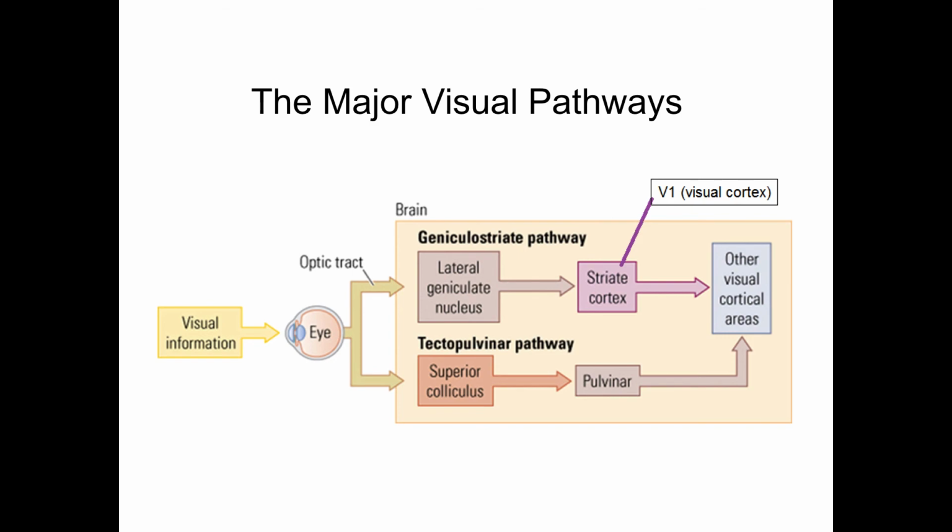The geniculostriate pathway is the major visual pathway, and it runs from the retina to the LGN in the thalamus, and then it goes to the primary visual cortex. The tectopulvinar pathway relays from the eye to the superior colliculus in the midbrain tectum, and then reaches visual areas in the temporal and parietal lobes through relays in the lateral posterior pulvinar complex in the thalamus.